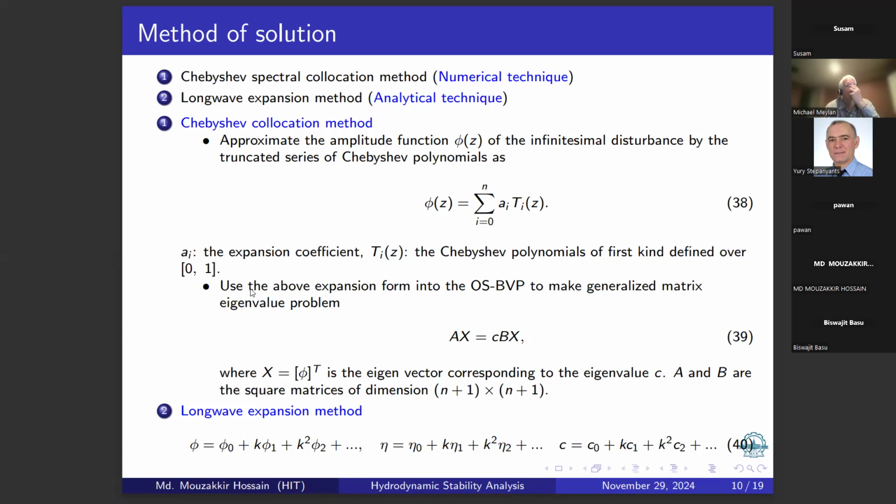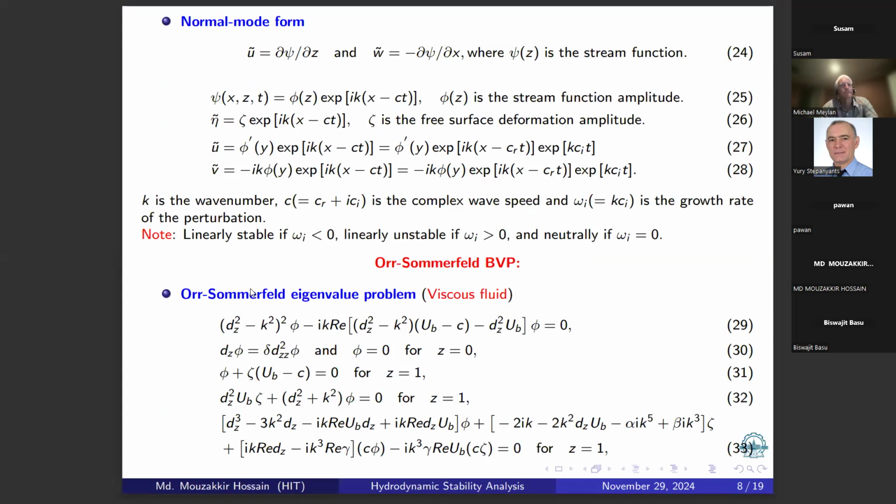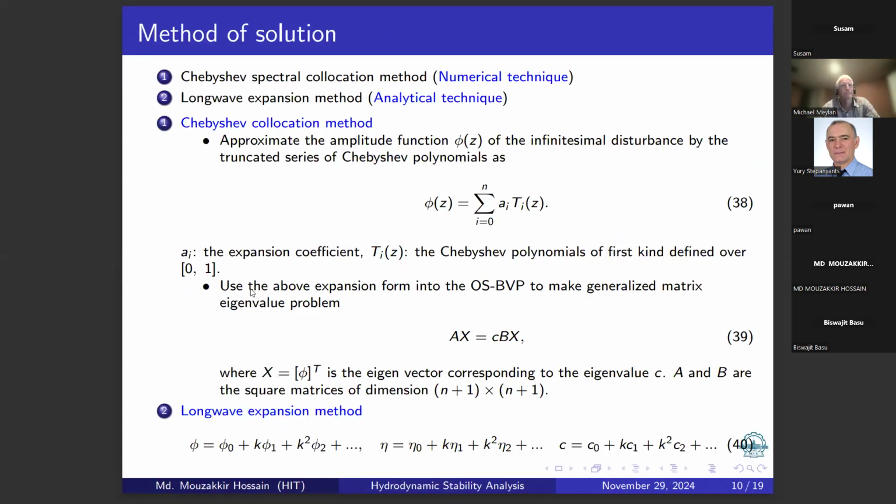Basically, what we have to do is approximate the stream function amplitude phi of the infinitesimal disturbance by the truncated series, which is given in 38. Then after substituting this into the Orr-Sommerfeld equation for both the viscous and inviscid cases, we find the eigenvalue problem, AX equals cBX. Here c is the generalized eigenvalue of the generalized matrices A and B, and X is the generalized eigenvector corresponding to the eigenvalue c.